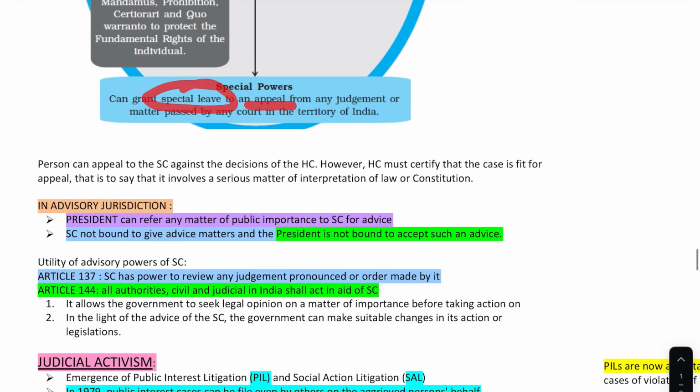A person can appeal to the Supreme Court against the decision of the High Court. However, the High Court must certify that the case is fit for appeal. That is to say, it involves a serious matter of interpretation of law or constitution. In the advisory jurisdiction, the President can transfer any matter of public importance to the Supreme Court for advice.